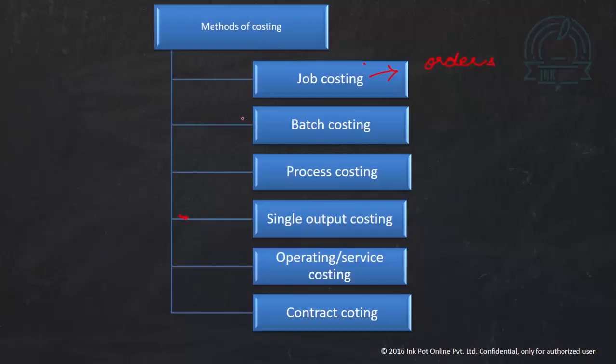Say if the customer says I want a visiting card of this quality, this size, this design, so cost may vary. If one customer says I want a cheaper quality card and another customer says I want a better quality card, so cost may vary. So total cost depends upon the orders of the customers. So when we calculate the cost of each order, it is known as job costing.